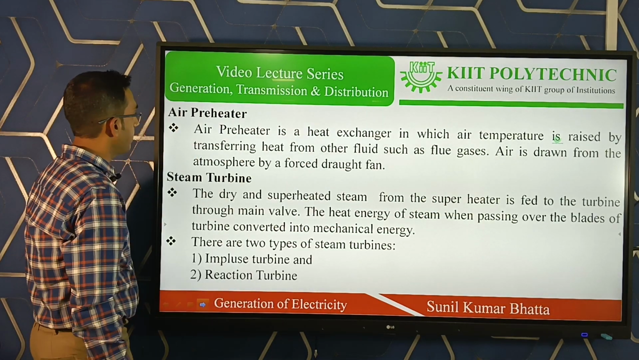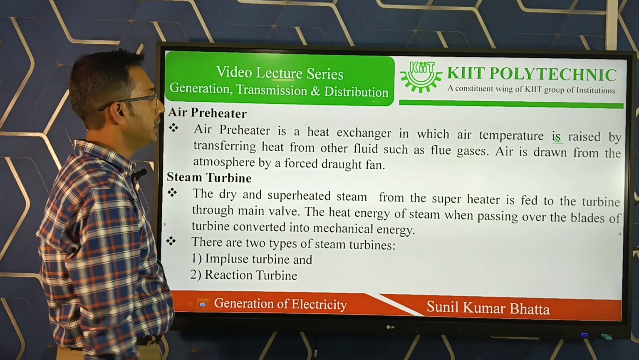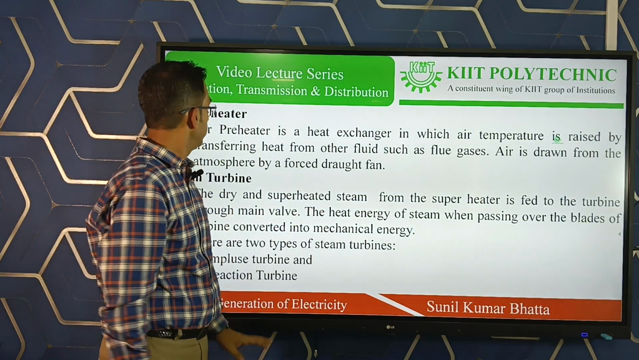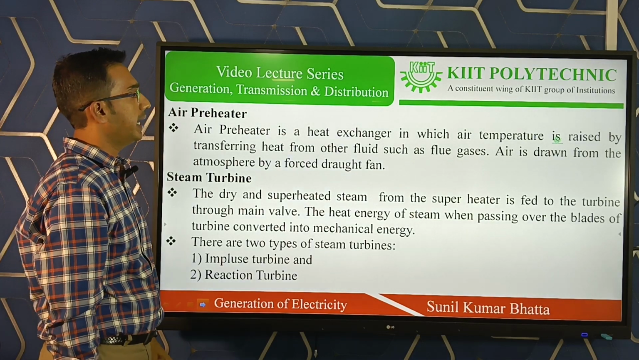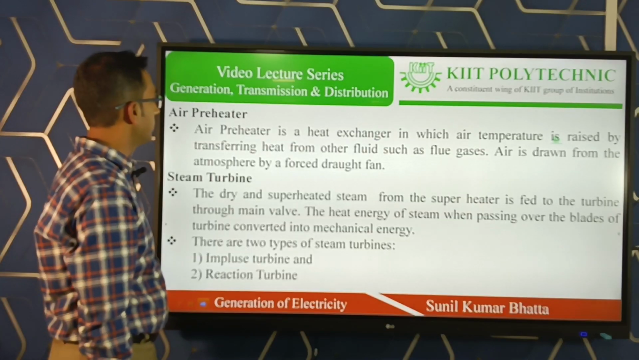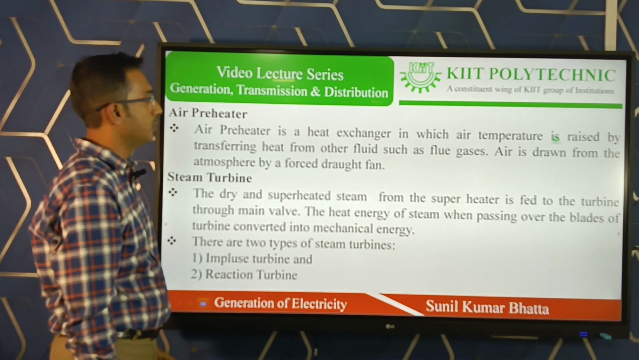Then coming to the next part, that is the air preheater. So the economizer is done, then the air preheater. The air preheater is a heat exchanger in which air temperature is raised by transferring heat from other fluids such as flue gases.